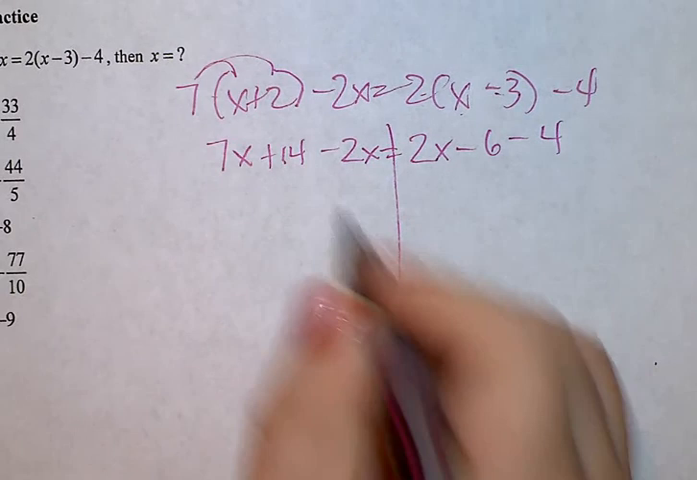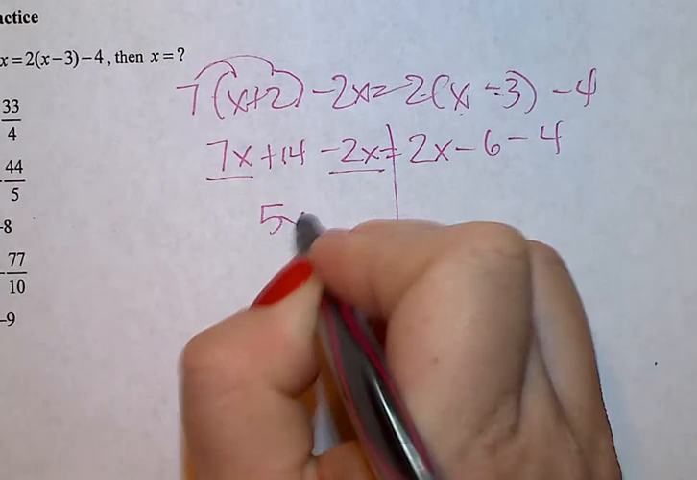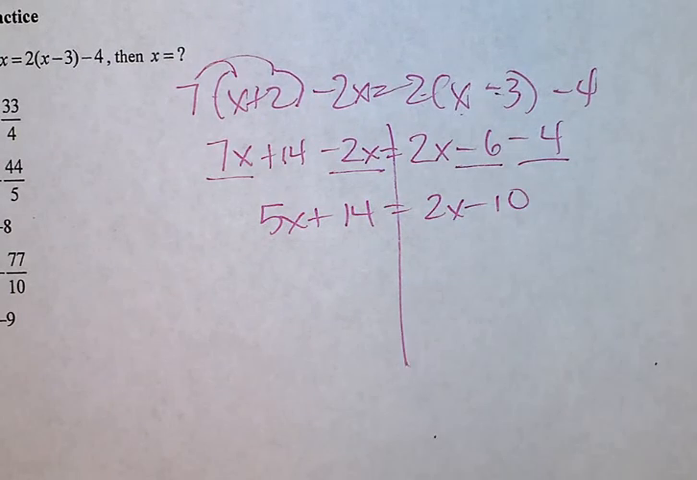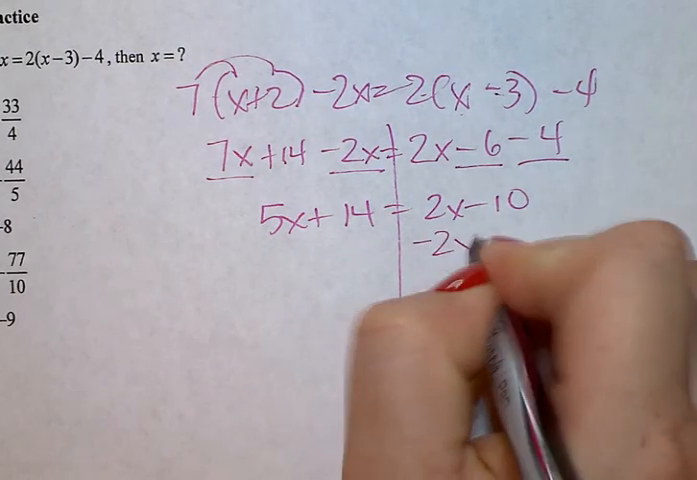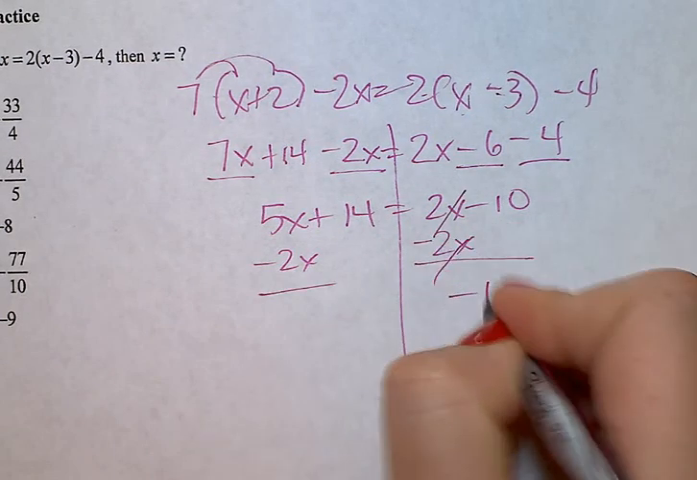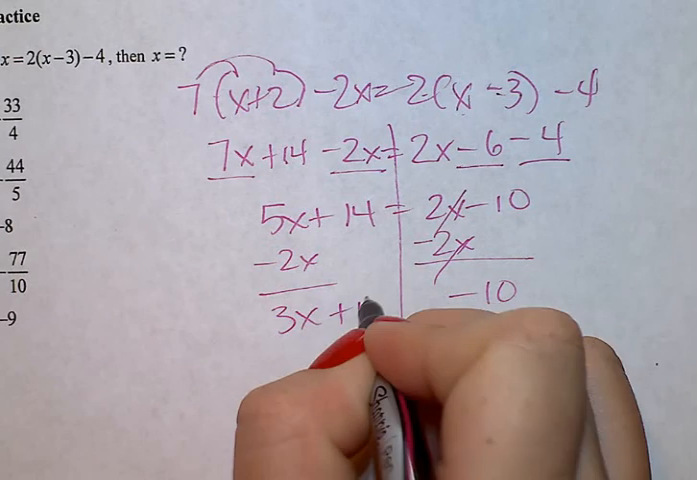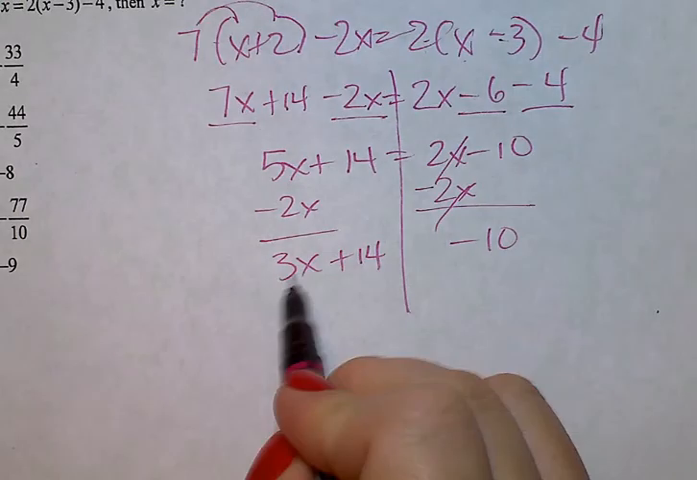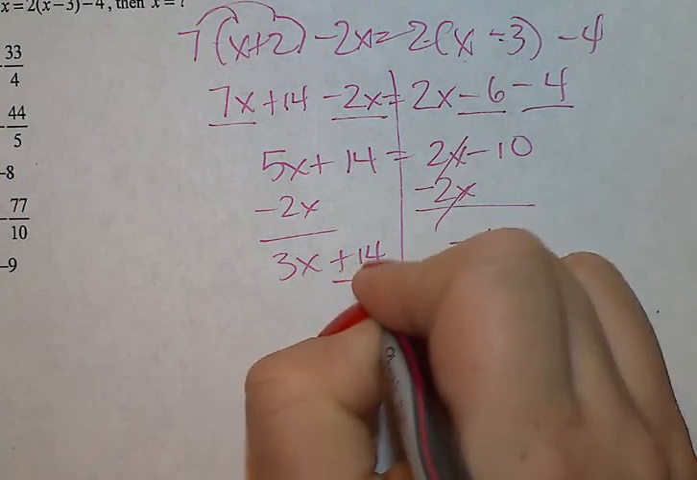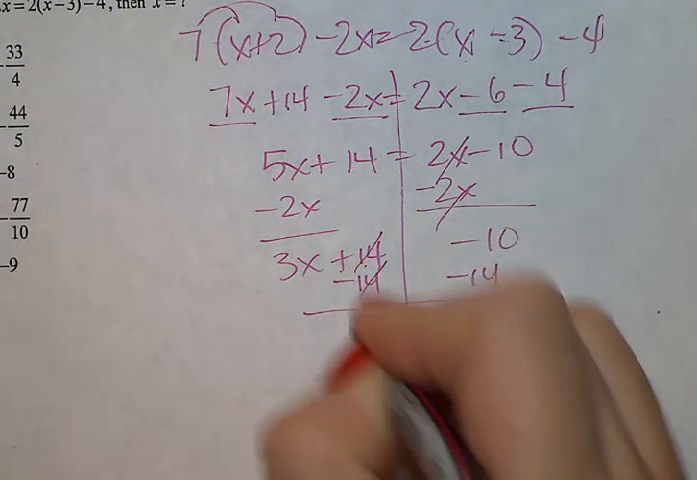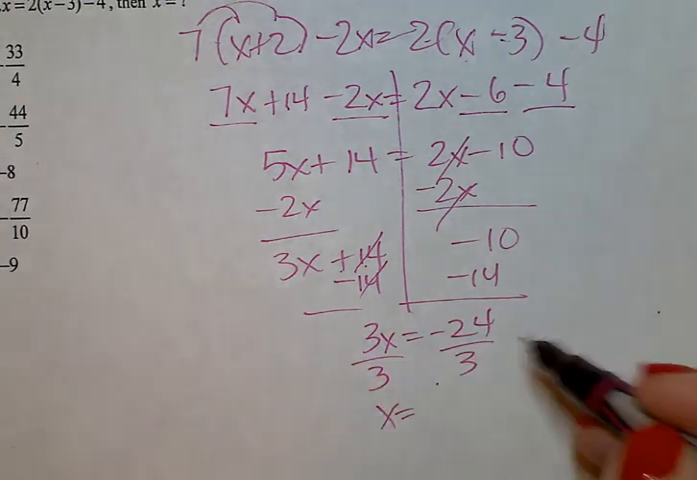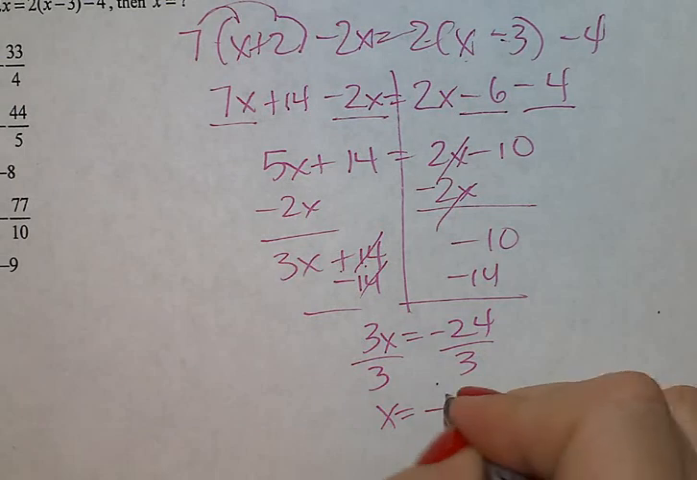Combine like terms. Combining like terms. Now I'm going to move the smaller of the x's to the opposite side. Opposite of adding 2x is subtracting. Combine like terms. Move the number that is not touching the x over. So opposite of +14 is -14. A negative divided by a positive is a negative.